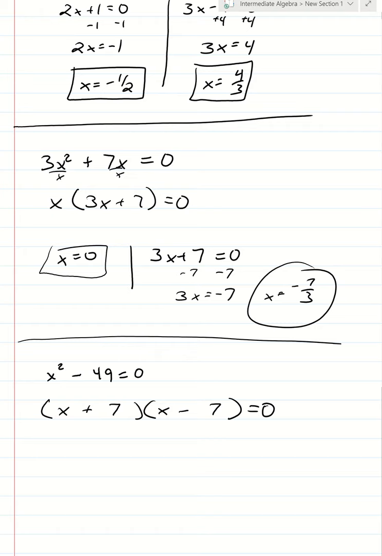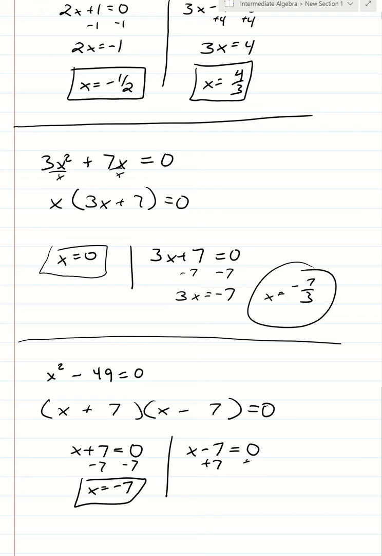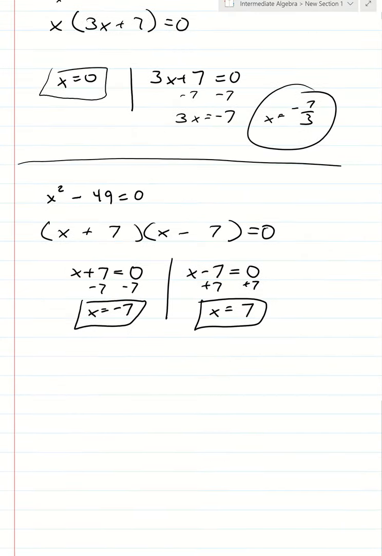And it's at this point, once again, where we would use the zero product property. So we set x + 7 equal to 0, as well as x - 7 equal to 0. By subtracting 7 on both sides, we get our first solution, -7. And as we add the 7 on both sides, that of course gives us the second solution of 7. So we're still coming up with two solutions.